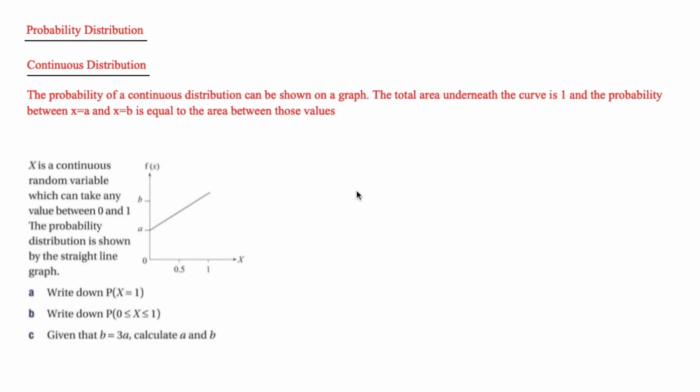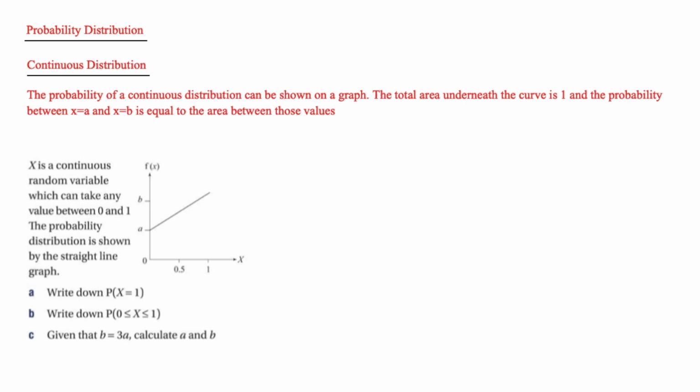So finally, we have continuous distribution, and the probability of a continuous distribution can be shown on a graph. The total area underneath the curve is going to be 1, and that's that idea of it all distributed between 1. And the probability between x is equal to a and x is equal to b is equal to the area between those values. So this is a question. It says that x is a continuous random variable which can take any value between 0 and 1. The probability distribution is shown by the straight line graph.